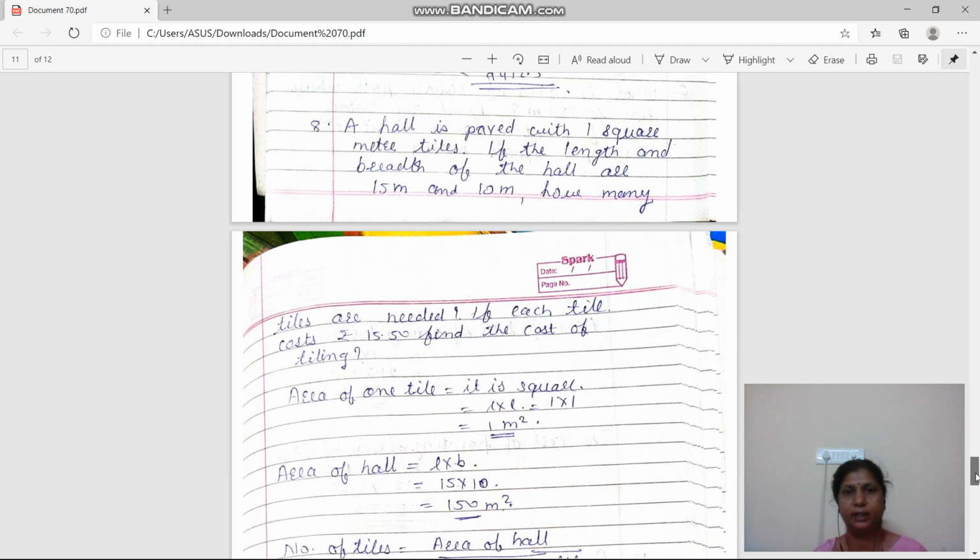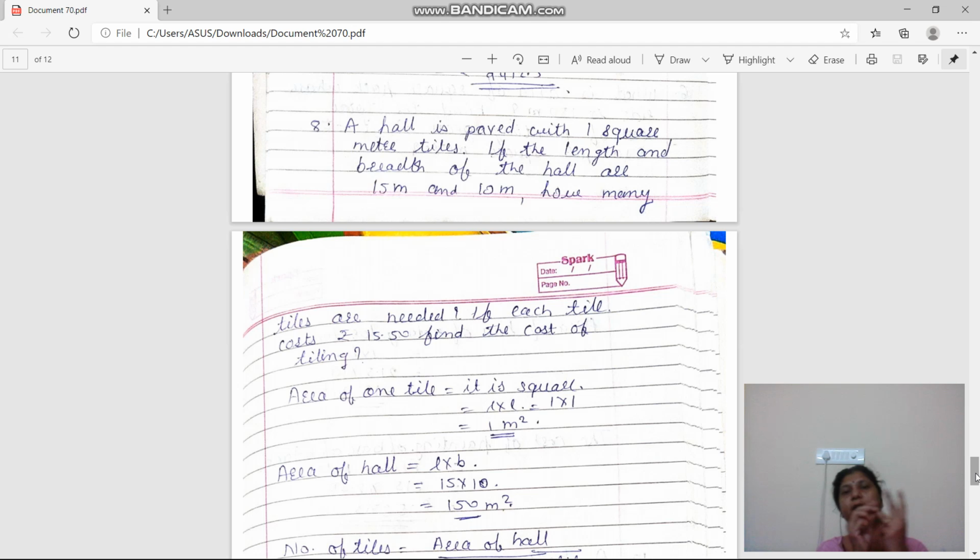First of all, we understand the question. A hall is paved with 1 square meter tiles. There is a hall, that means a long rectangle is there, and it is filled with square meter tiles. If we want to calculate the number of tiles, then first of all you have to calculate the area of a small tile. Then the total area, and if we divide total area by area of tile, we get the number of tiles. Fine. So there are 3 steps.